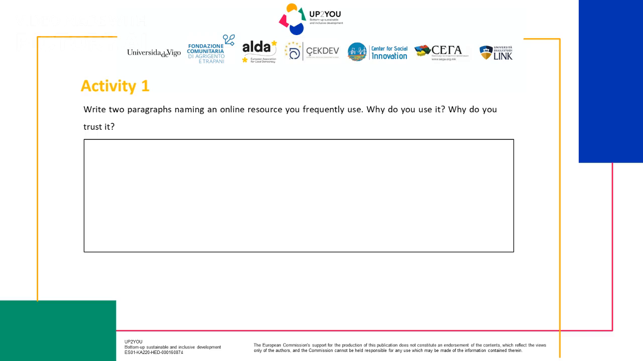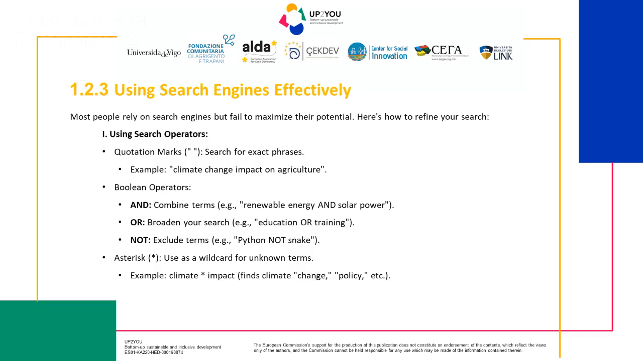Write 2 paragraphs naming an online resource you frequently use. Explain why you use it and why you trust it. This activity encourages you to reflect on your online resource preferences and trust factors. Most people rely on search engines but fail to maximize their potential.